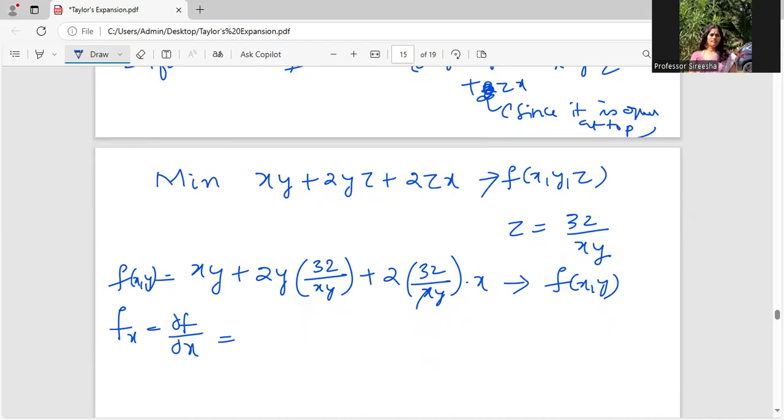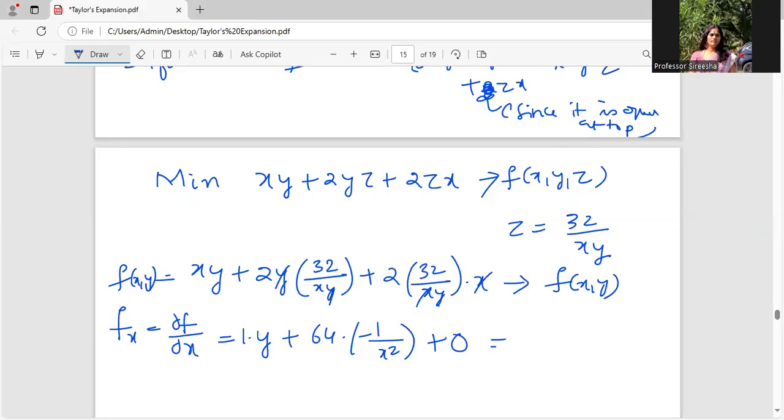I can just cancel out x here, and I can as well cancel out y here. Now, in xy, the derivative with respect to x is y. For 2y plus 2 into 32, that is 64 into 1 by x, the derivative with respect to x would be minus 1 by x squared. The 2 into 32 is a constant, and y is also a constant with respect to x.